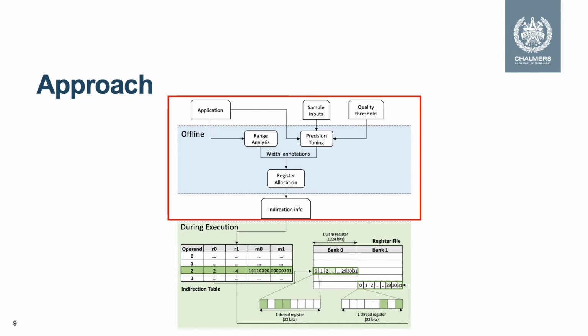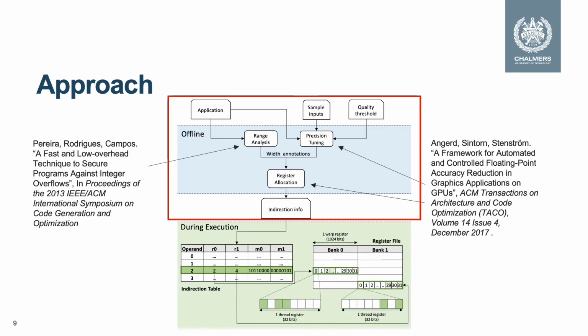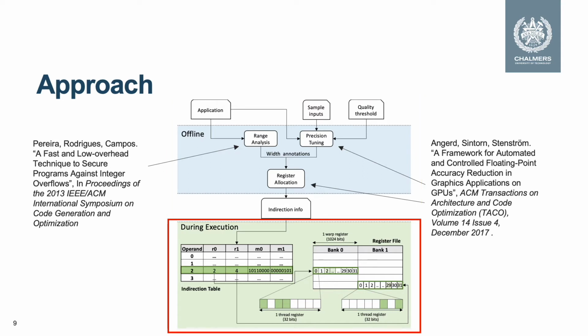The precision tuning and register allocator were presented by us in previous work and published in TACO in December 2017. The range analysis we used was presented by Pereira, Rodriguez, and Campos in CGO 2013. During execution, the indirection info is used to find the operands in the register file. So let's look at this in more detail.